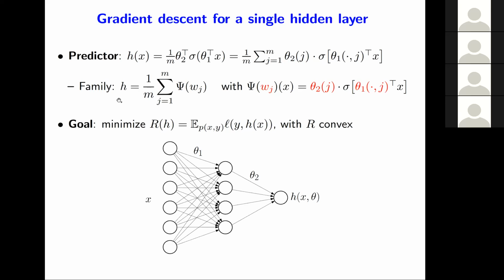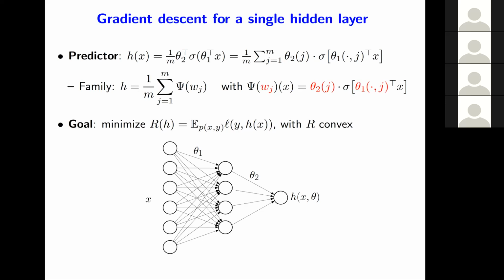And the goal is to minimize the risk. The expected risk is either on your training data, so P of XY could be the empirical distribution, or on the test data; I do both in this talk. And I have a loss between my label and h of x, my prediction function. I'm going to assume that this is convex in h. Think of the loss being least squares or logistic regression, which I will show later. The fact that the loss is convex is a weak assumption. Even in the deepest networks, the loss is typically convex. So R is convex, and the goal is to minimize it.